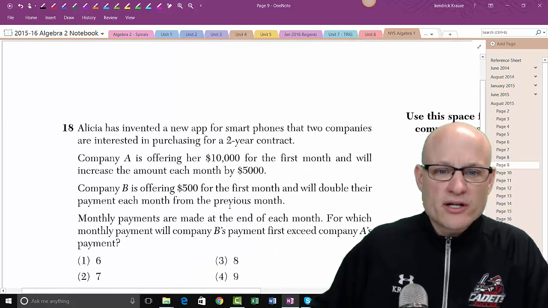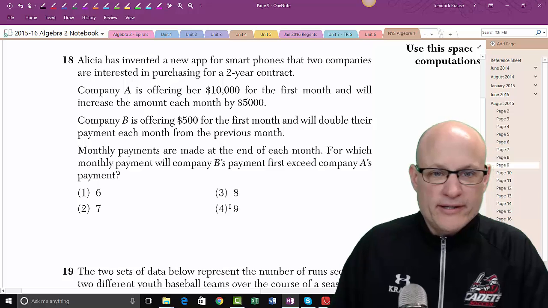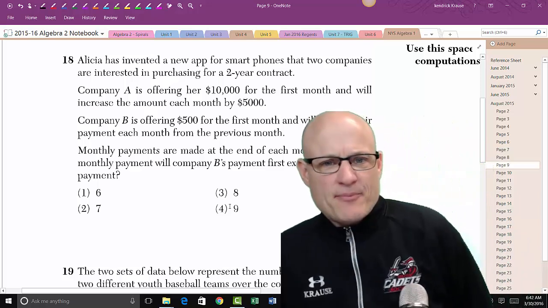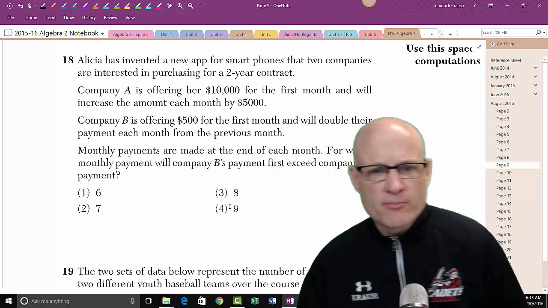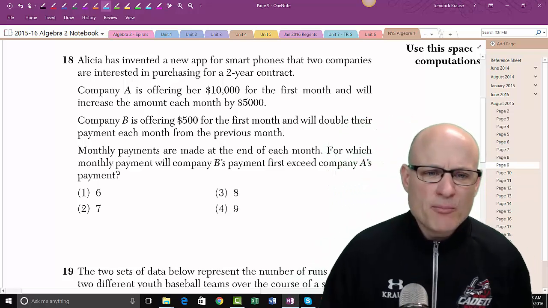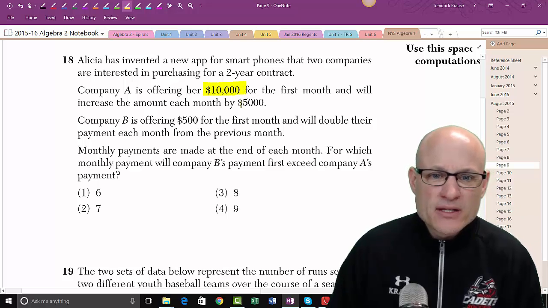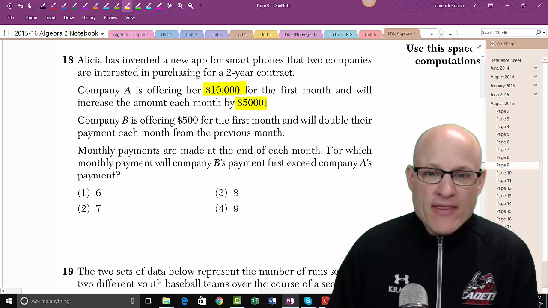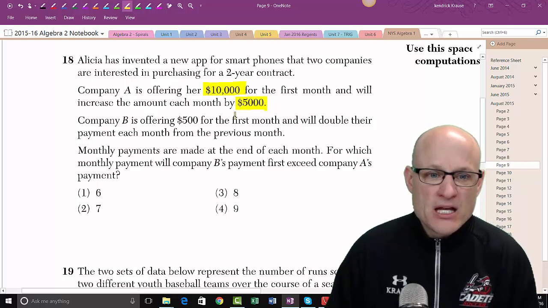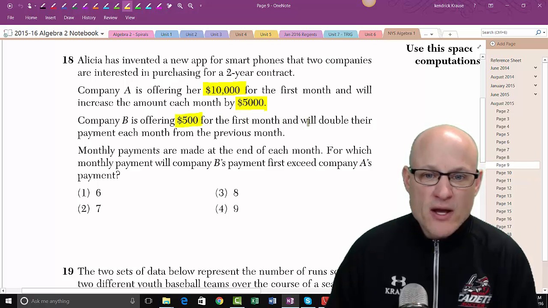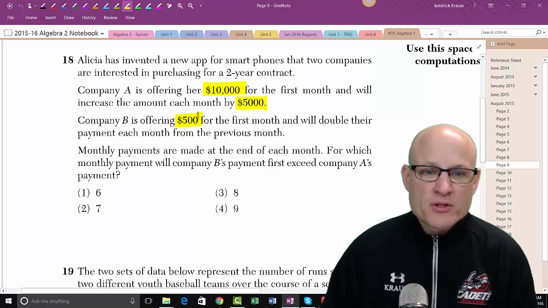Oh, here we go. You know you're at a Common Core question when it's an hour long to read it. Alicia has invested in a new app for smartphones for 2 companies. They are interested in purchasing for a 2-year contract. Company A is offering her $10,000 for the first month and then $5,000 each month after it. Company B is offering her $500 for the first month, but will double their payment each month from the previous one. When will B exceed A?